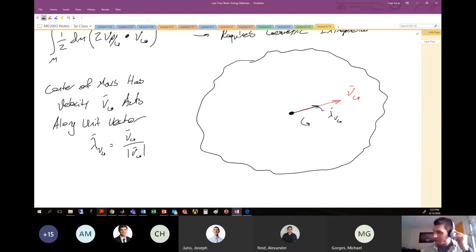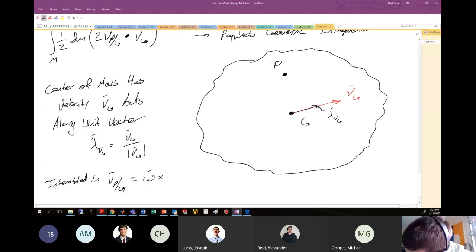We're interested in another point on this object, some random arbitrary point. Let's call it point P. Now I'm interested in the velocity of P relative to G. If we have no angular velocity, then this term will be 0. Remember that the velocity of P relative to G is something like angular velocity crossed with the position vector locating P from G. So let's put some angular velocity on this body.